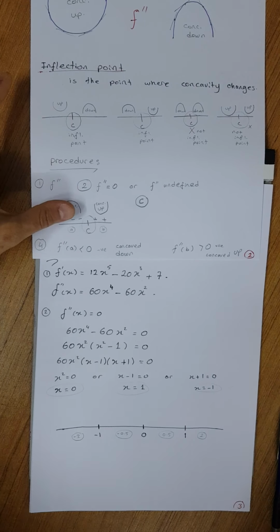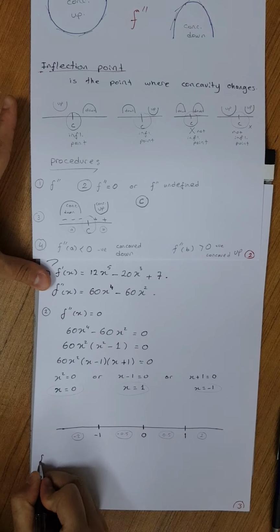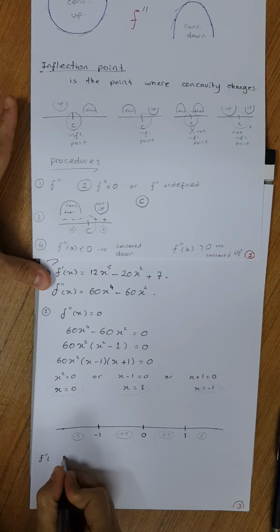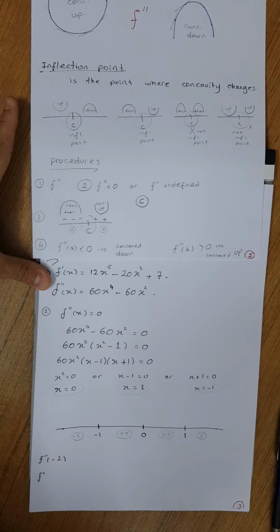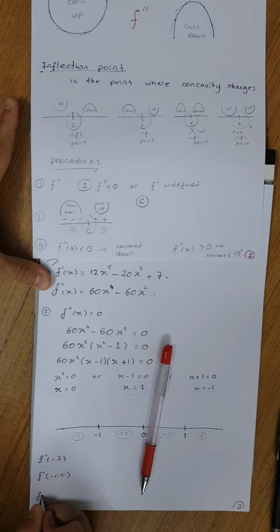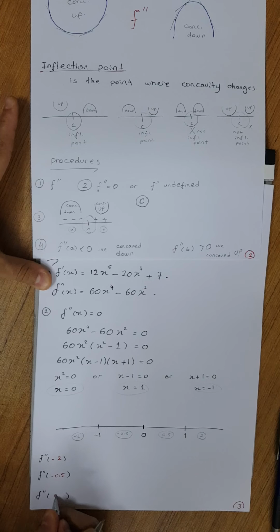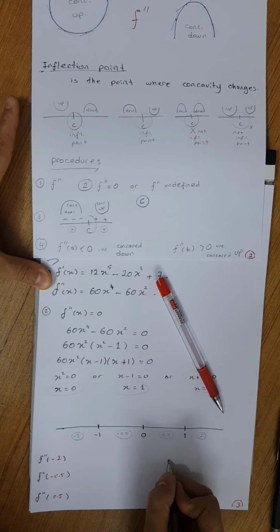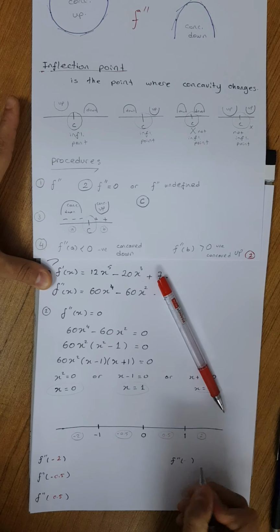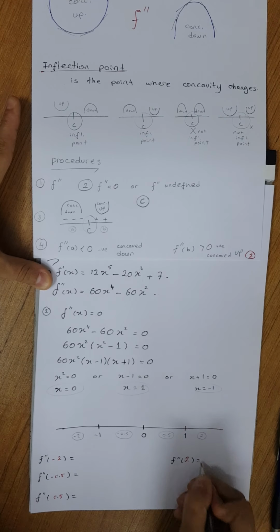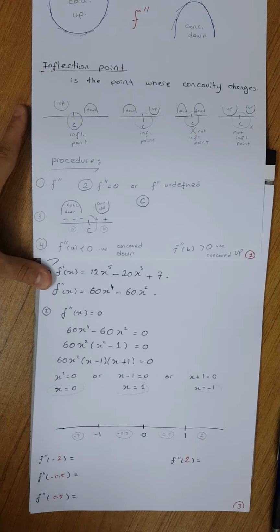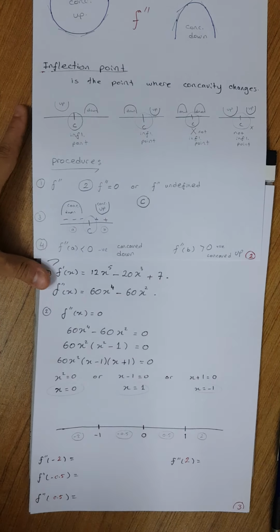So, what shall we do? I'm putting those test numbers, okay? F double prime of minus 2, f double prime of minus half, okay? F double prime of half, and f double prime of 2. Okay, we put those test numbers into the second derivative of the function. Why? To check whether it is positive or negative. Why? To check whether they are concave up or down. Okay, let's put those test numbers into here.